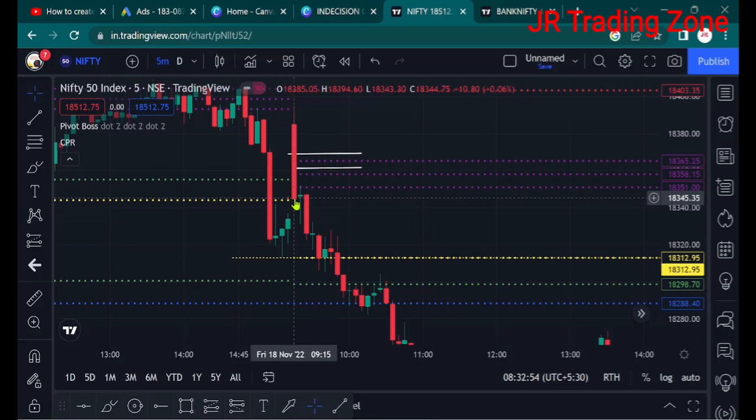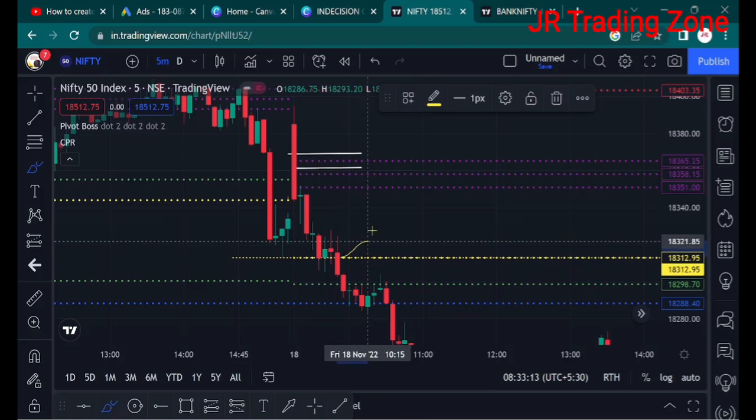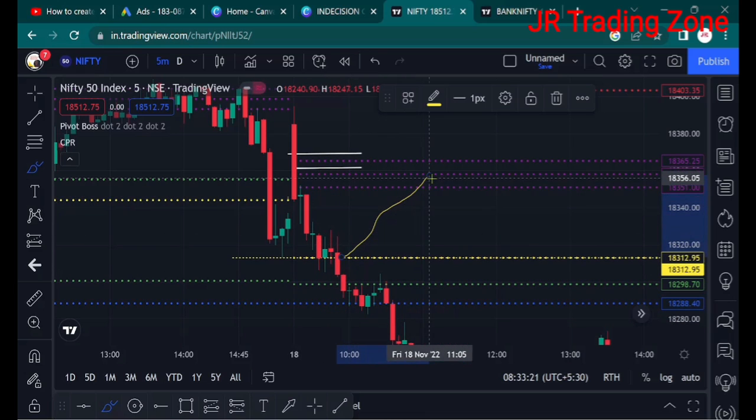is closing just below the CPR, and if you take a trade here, you can get a movement up to the previous day low. This previous day low we have marked because it can act as a support. There are possibilities of the market getting reversed at this position. Market can turn like this. Okay. If it breaks, it can go to the next level, but there are high possibilities and chances for reversal.